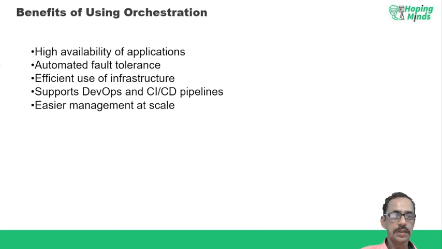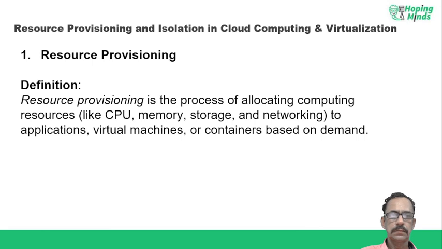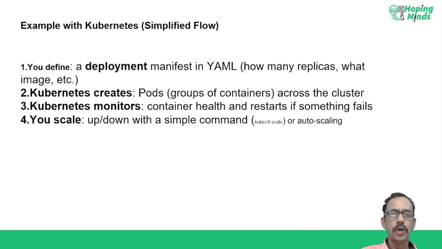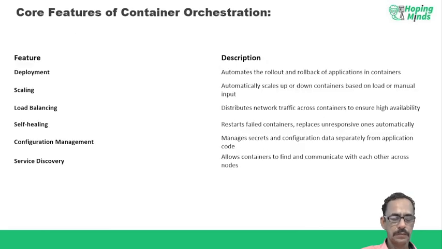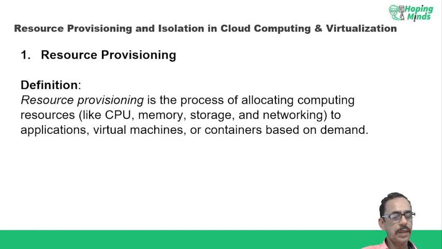The benefits I have already discussed: high availability of the application, automatic fault tolerance, efficient use of infrastructure, support for DevOps and CI/CD pipelines, and easier management at scale. We already have discussed that. So this is regarding orchestration. Hope everything is clear. Next, we will discuss a few more topics, that is resource provisioning and resource isolation.